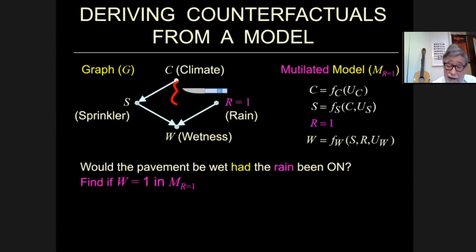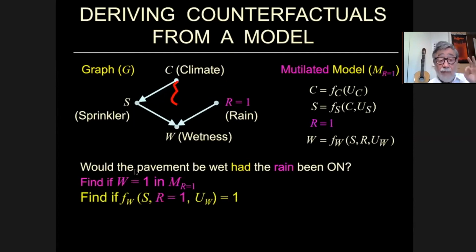I can say more things. Suppose I see that the pavement is wet. What if the rain was off or something like that? If I see something, especially in the consequence, I have to go back and update all the U's which are responsible for what I see, and then do the correction, and then do the mutilation and intervening, and then ask the question. Good, but it's still solving equations. So that is the beauty of counterfactuals.